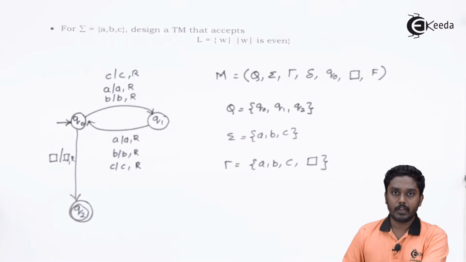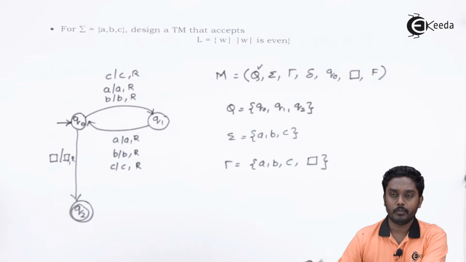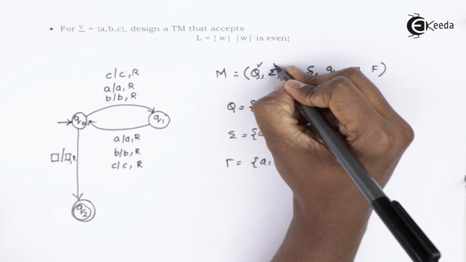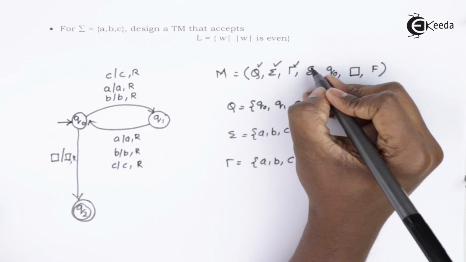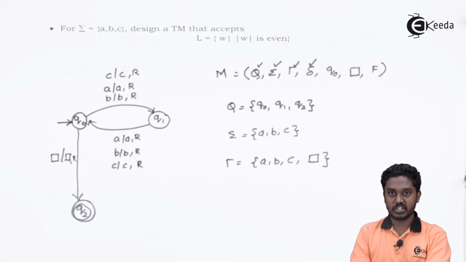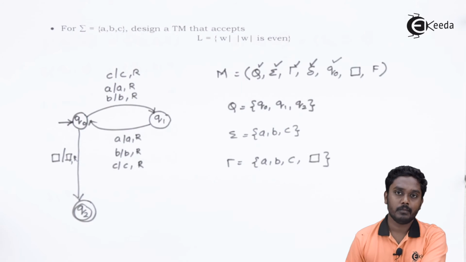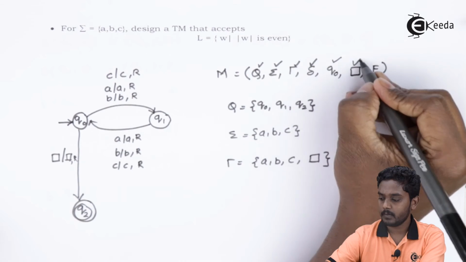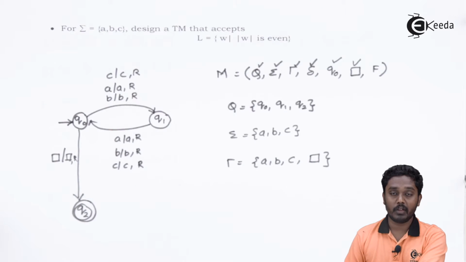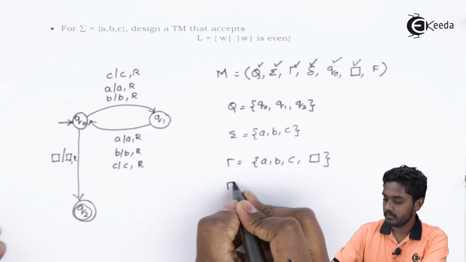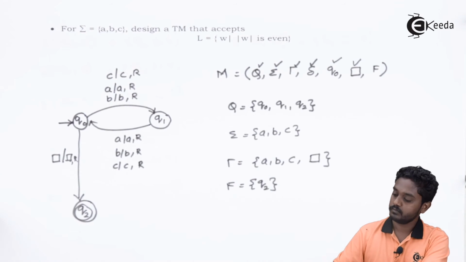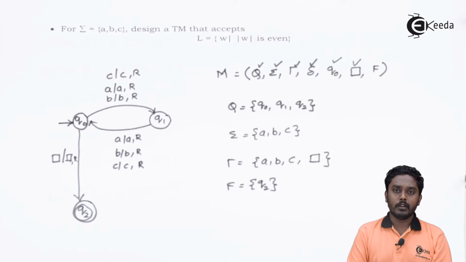For this machine, we have seen Q, sigma, tau, transition function delta. We know that Q0 is the initial state, box is the blank symbol. Over here, I am using Q2 as the final state, so F will contain Q2. Now let us try to run one string using this machine. Let us say the string is ABCA.